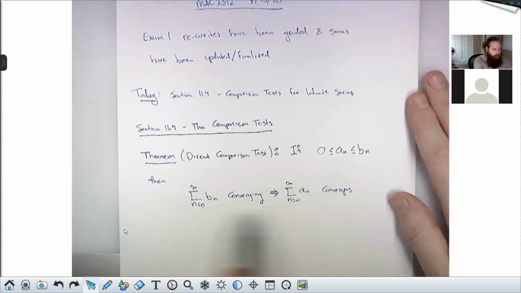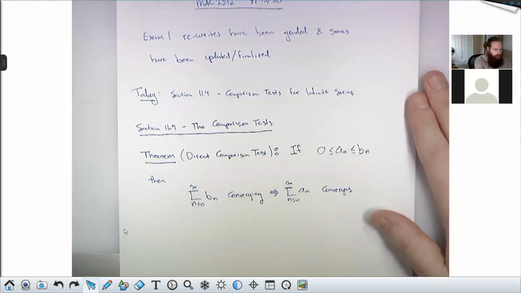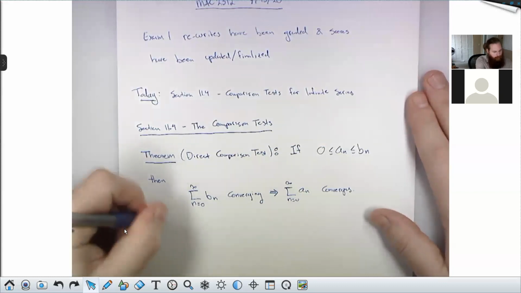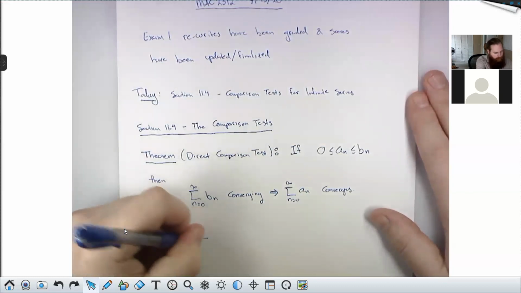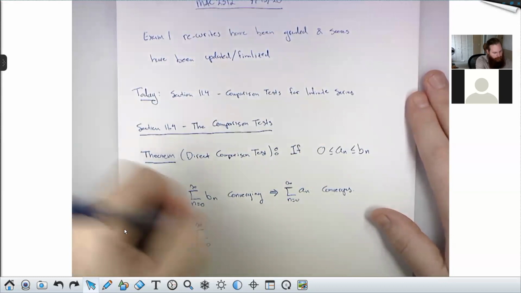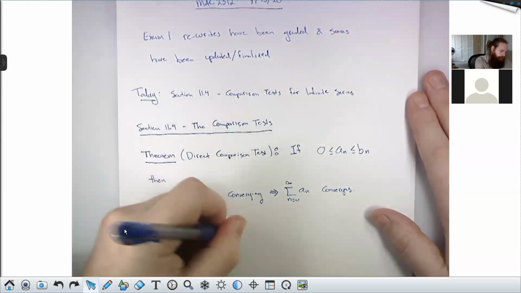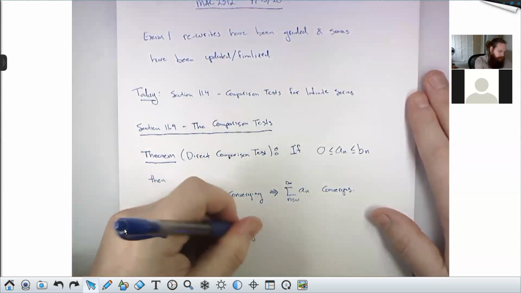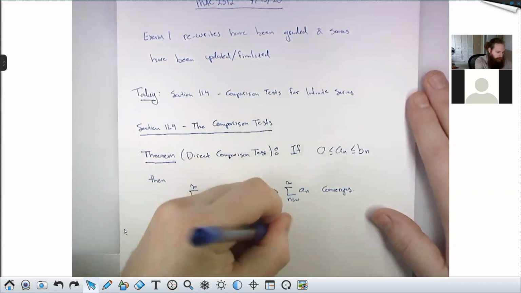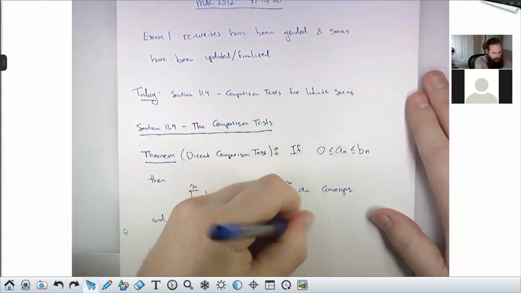If you fit in a finite box, if you're smaller than something which is finite, then you have to be finite. And if the smaller guy diverges, then the bigger guy has to diverge also.